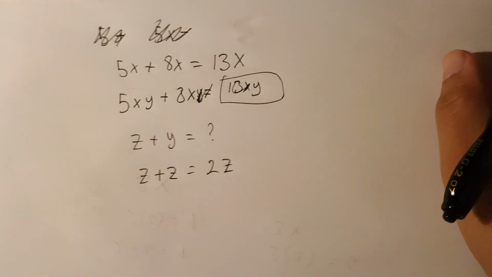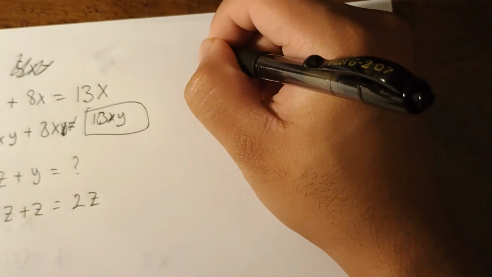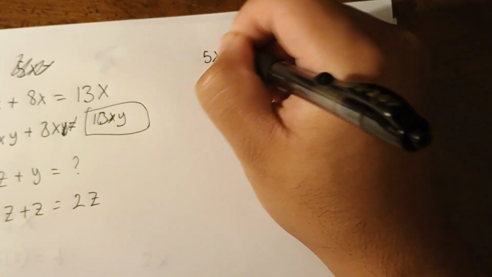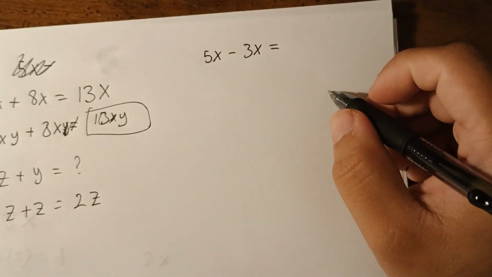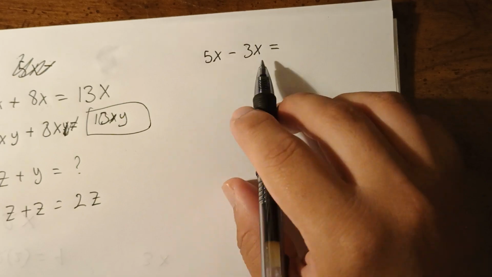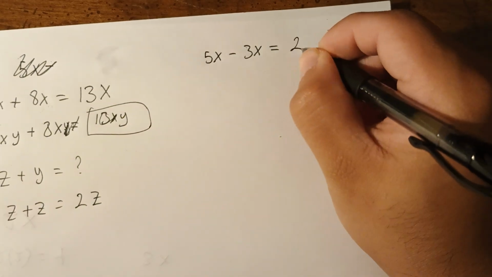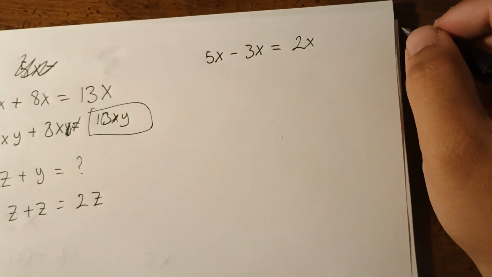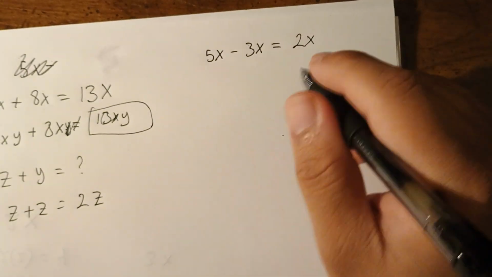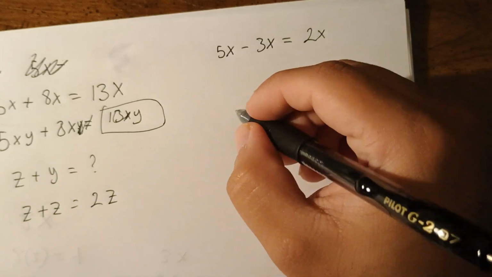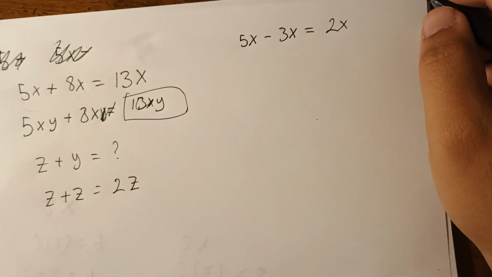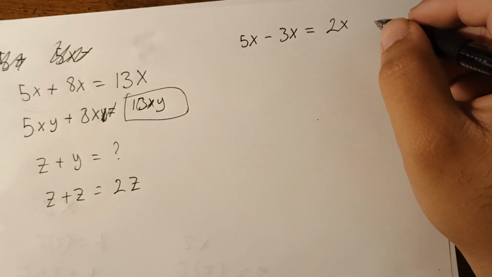Same thing for subtraction. You would just do this. It'd just be 5 minus 3, which is 2x. Okay? That's really about it for adding and subtracting. It's not too different from regular subtracting or adding. It's pretty much the same.